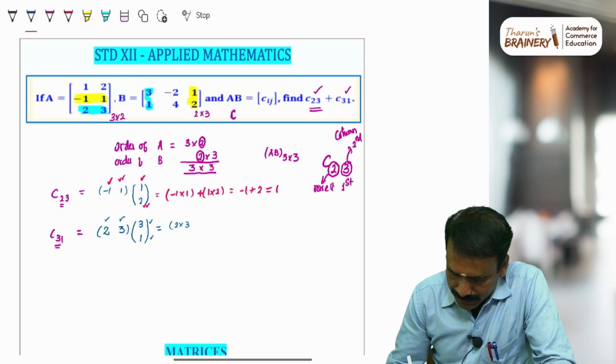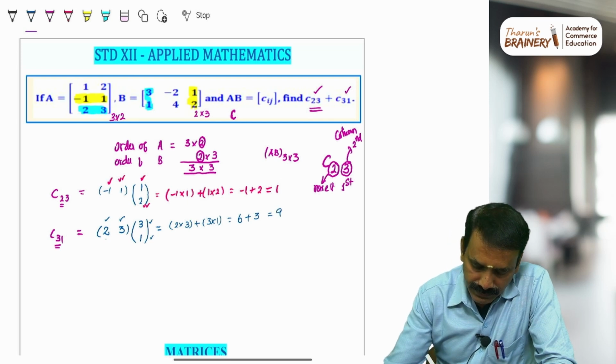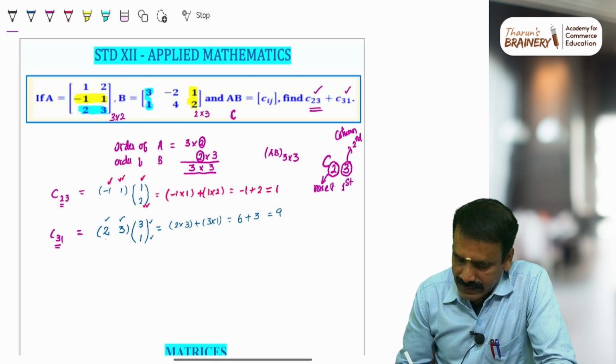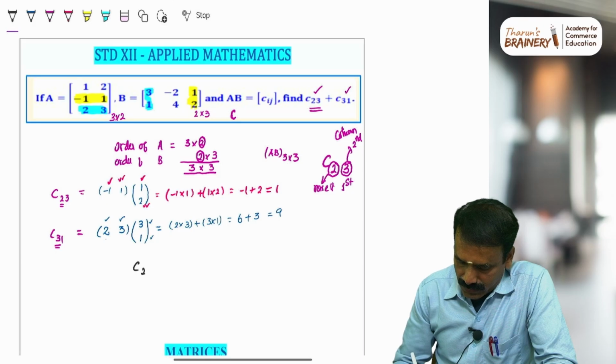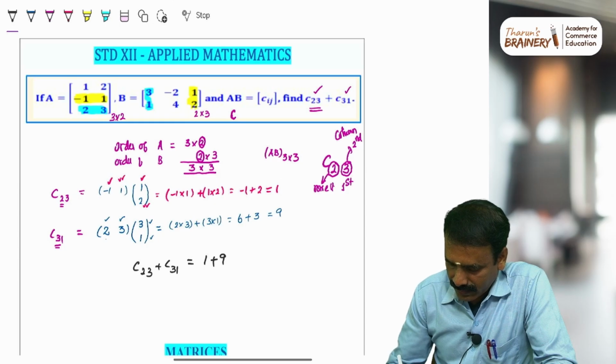2 into 3 plus 3 into 1. The first element is 2 multiplied with the first element, so 2 3s are 6. The second element is 3, and here also the second element is 1, so 3 ones are 3. So 6 plus 3 is going to be 9. Now find the sum. C23 plus C31 is equal to 1 plus 9. 1 plus 9 is nothing but 10.